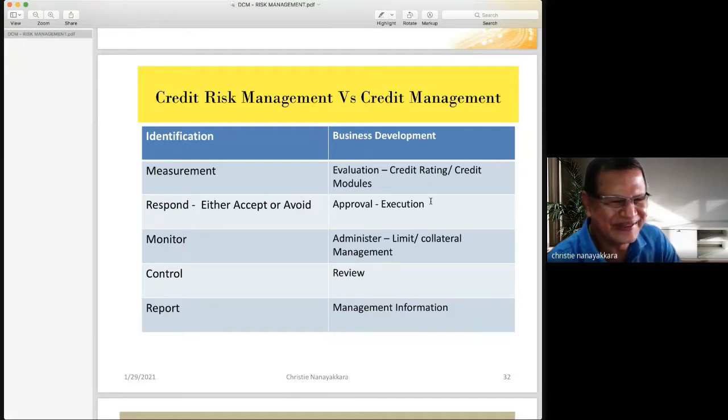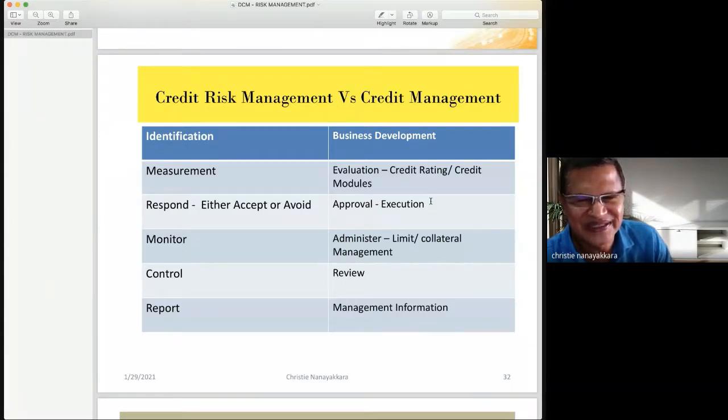Respond here, accept means you approve the facility. Thereafter, after approving the facility, you just can't wait. You need to monitor how the loan is progressing, whether the repayments are good. If not, certain times you may have to put controls, such as no further advances, securities not to be released until full payment. Then finally, you also need to report to your management what's happening in your loan portfolio.